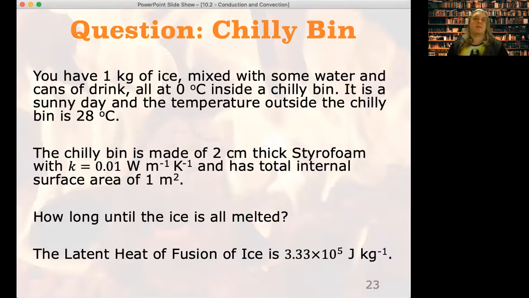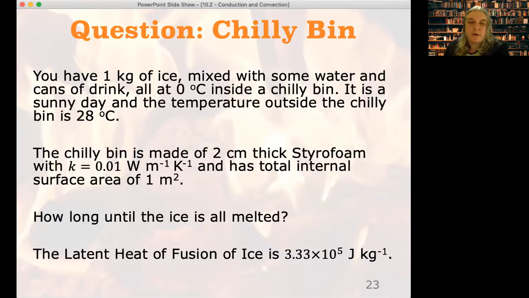So the environment, the sun and the energy in the air is warming up the chili bin. The chili bin allows heat to flow through it, but at a very low rate because we've got this very low K value. As that heat flows through, it'll obviously go into the ice and mixture of stuff inside the chili bin, raising its internal energy. And we've been asked how long will it take to raise that internal energy enough that the ice has all melted. They've also given us the latent heat of fusion of ice as 3.33 times 10 to the 5 joules per kilogram.